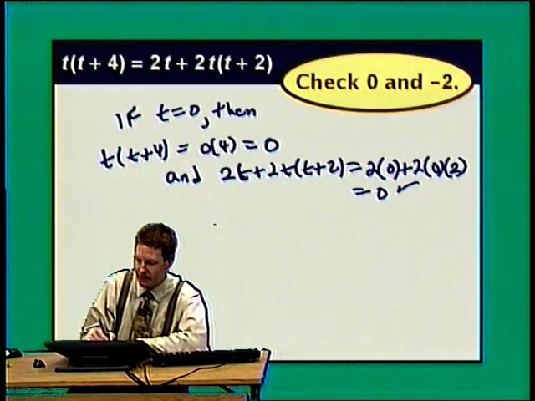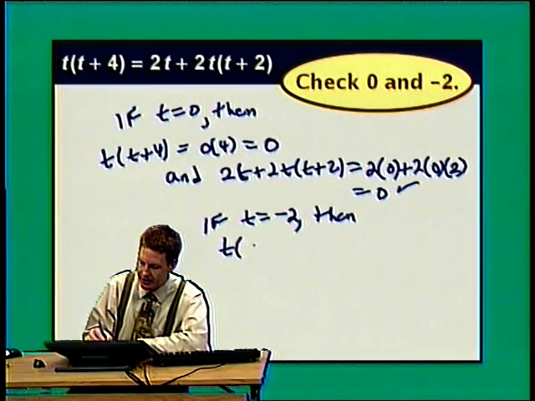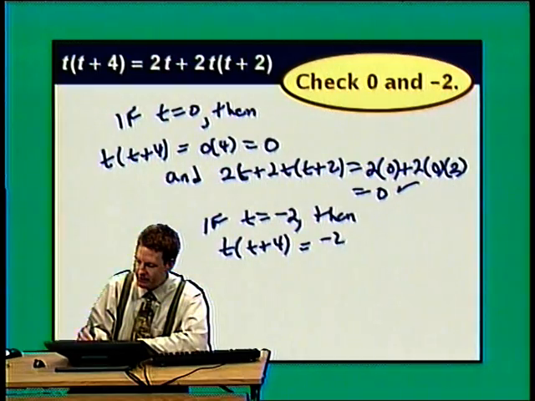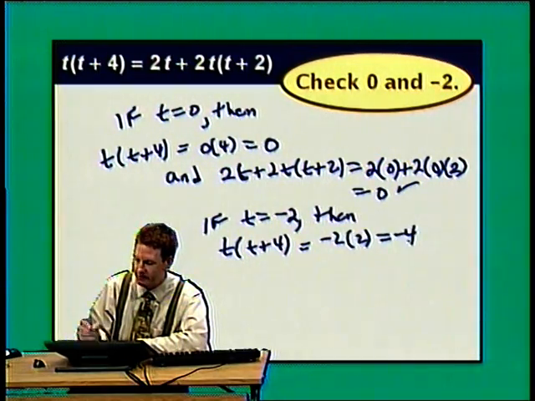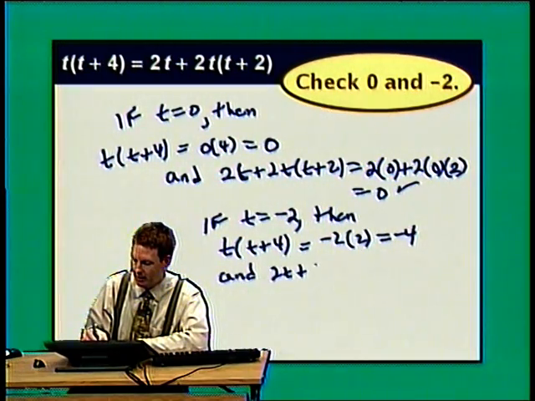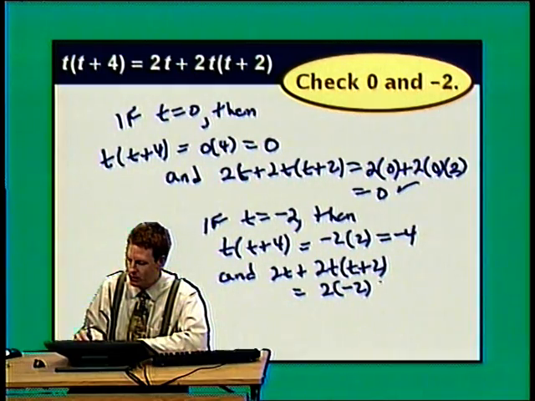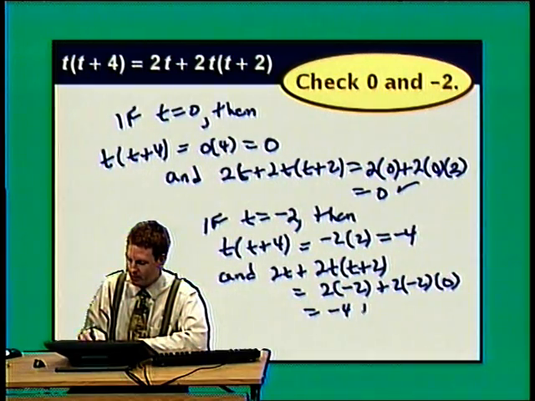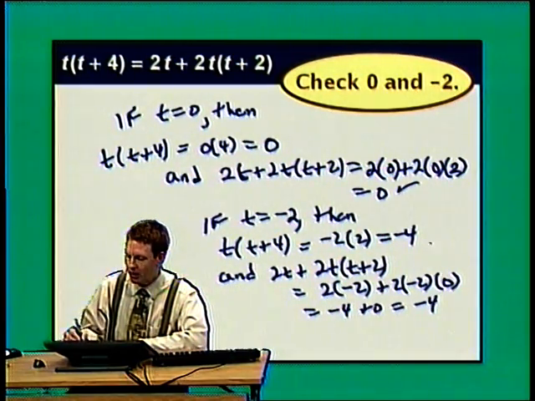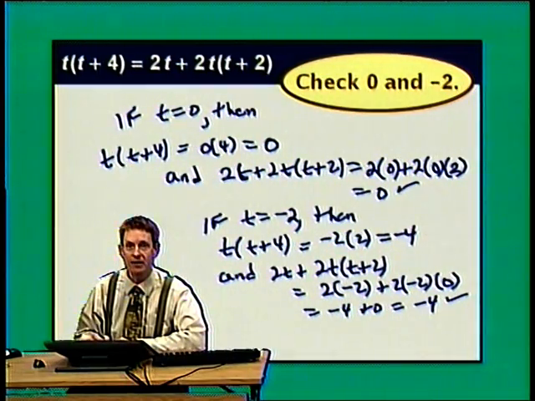How about when t is negative 2? If t is negative 2, then t times t plus 4 is negative 2 times positive 2, which is negative 4. What's the right side of the equation? The right side of the equation is 2t plus 2t times t plus 2. When t is negative 2, that evaluates to 2 times negative 2 plus 2 times negative 2 times 0. That would be negative 4 plus 0, which is negative 4. Both sides of the equation evaluate to negative 4 when t is negative 2. So negative 2 is a solution as well.